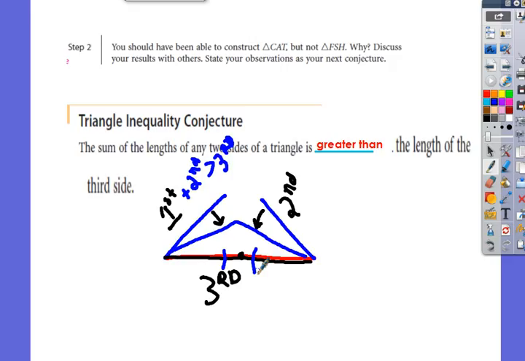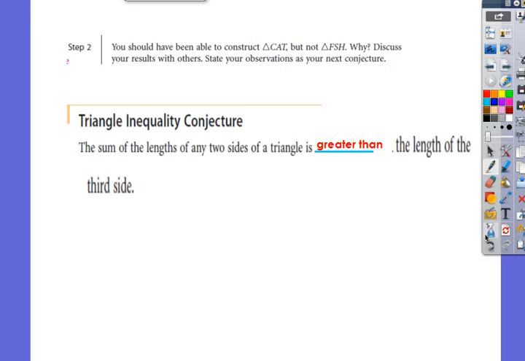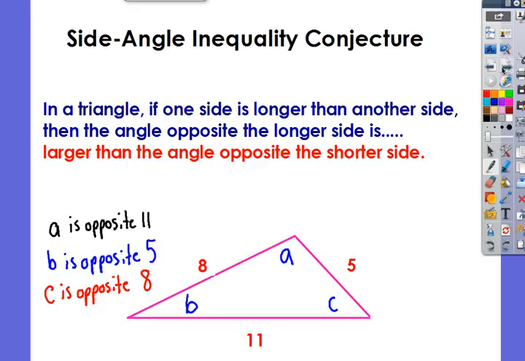So the sum of the lengths of any two sides of a triangle has to be greater than the third side. I want you to write that down. Pause if you need to write this down. I'm moving on. Then we have the side angle inequality conjecture.